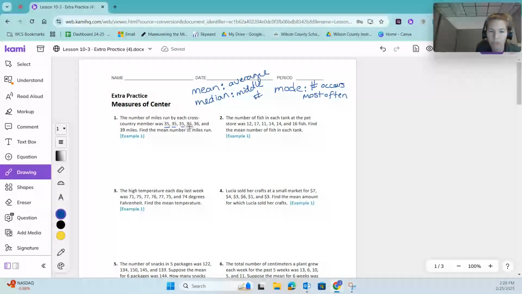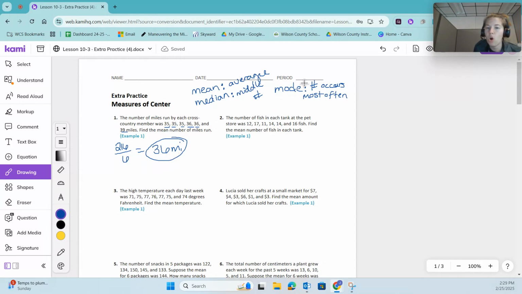So we have 1, 2, 3, 4, 5, 6 total data points. So we are going to do 35 plus 35 plus 35, plus 36 plus 36 plus 39. That gives me 216, and there were 6 total, so divided by 6, my average is 36 miles run. So the mean number of miles run is 36.